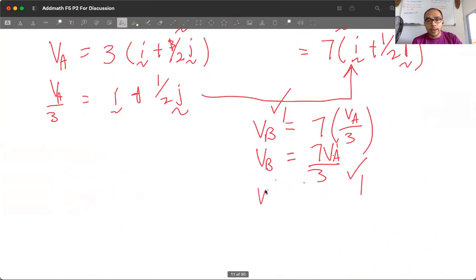Kalau kamu tulis jawapan akhir kamu begini, VB over VA equals 7 over 3, it may not be acceptable. So ini betul-betul ratio. Ini adalah how many times, berapa kali ganda.